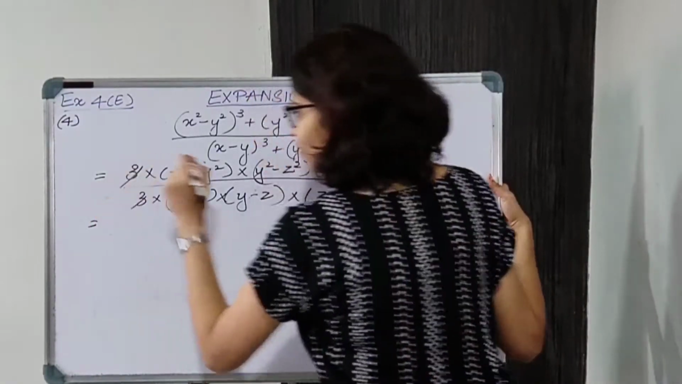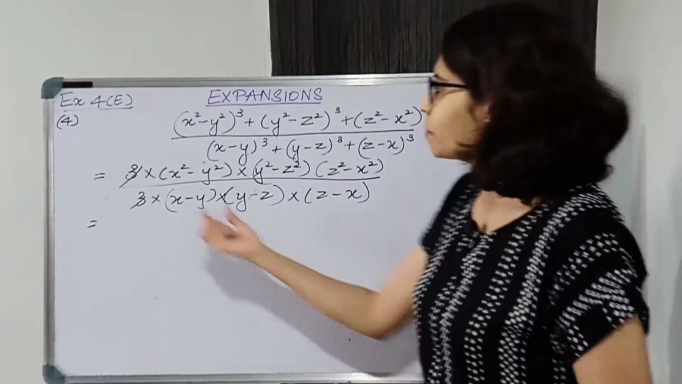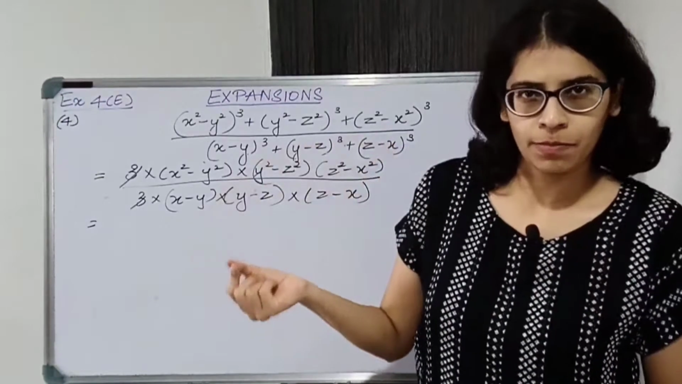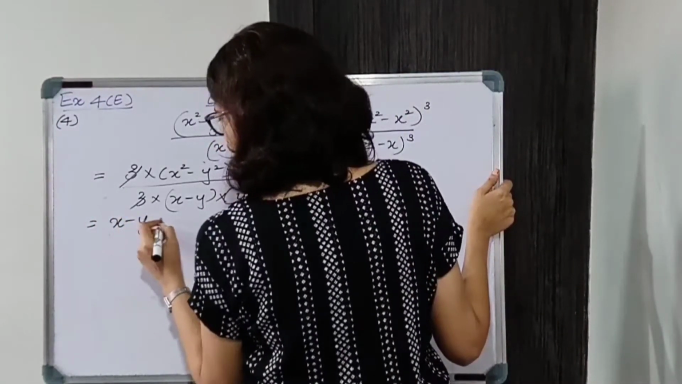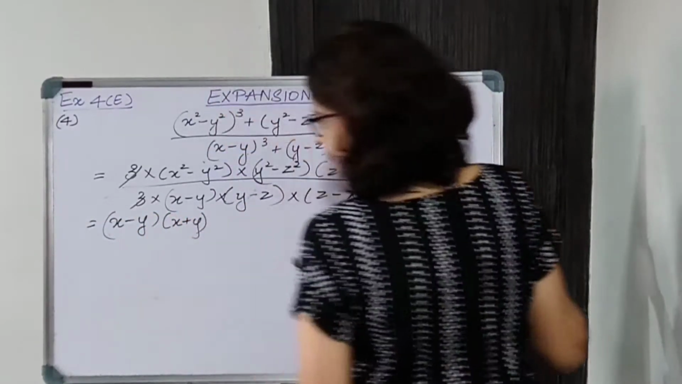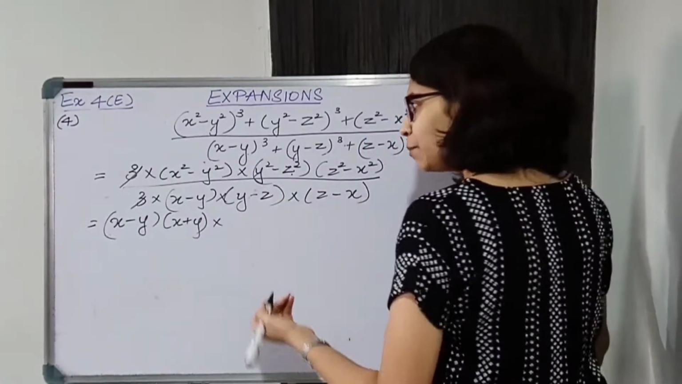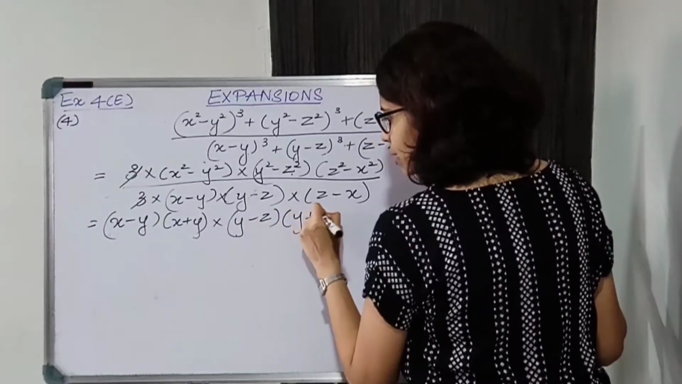So 3 will get cancelled. Now it's even more easy. X square minus y square is nothing but x minus y into x plus y. So x minus y into x plus y. Okay. Over here into y square minus z square, same thing. Y minus z into y plus z.